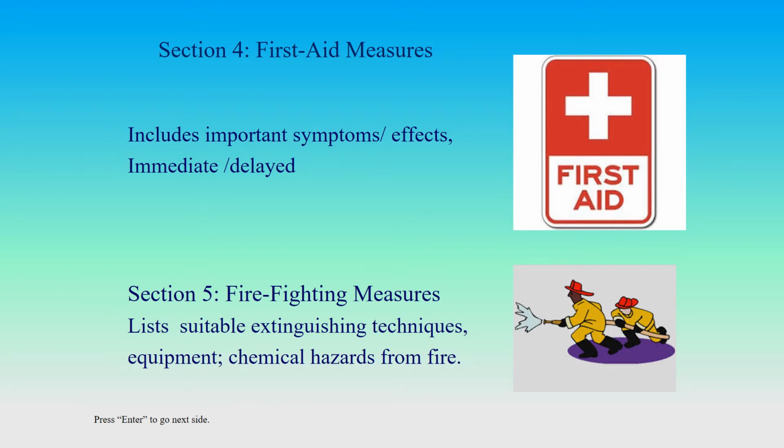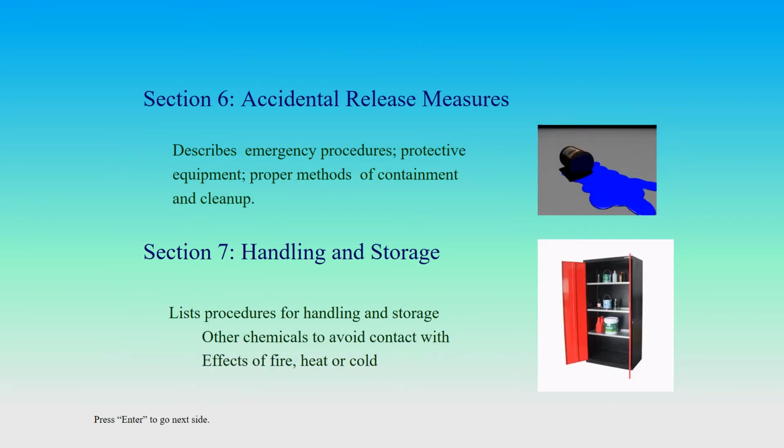Section 5 includes firefighting measures, lists suitable extinguisher techniques, equipment, chemical hazards from fire. Section 6, accidental release measures, describes emergency procedures, protective equipment, proper methods of containment and cleanup. Section 7 contains handling and storage, lists procedures for handling and storage, other chemicals to avoid contact with, and the effects of fire, heat, or cold.